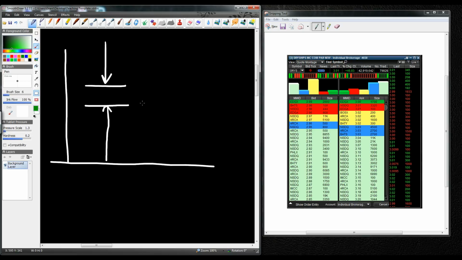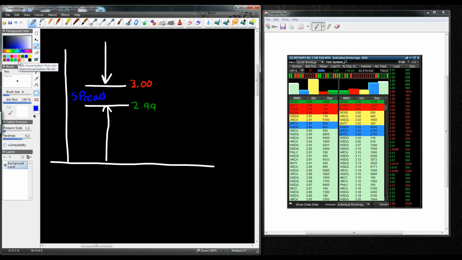So what is the best bid right now? The best bid is $2.99. We're going to put that right there. And the best ask, what somebody's willing to sell at, is $3.00. The distance between these two points is what we call the spread. So right now, we've got a one cent spread, one penny. That's a very tight spread.